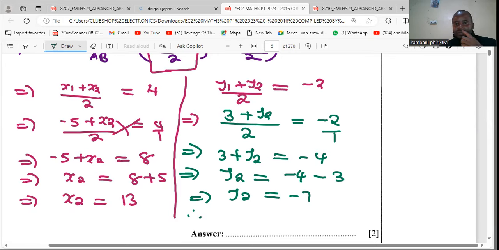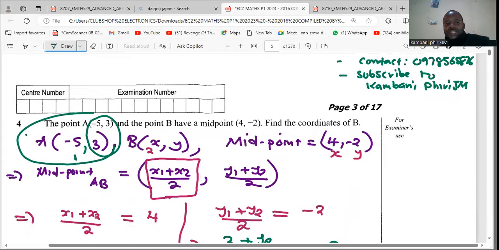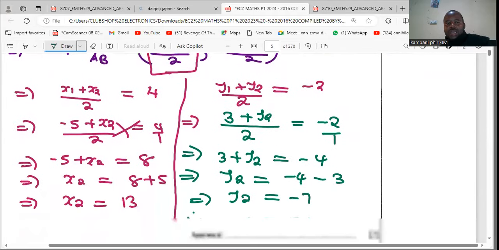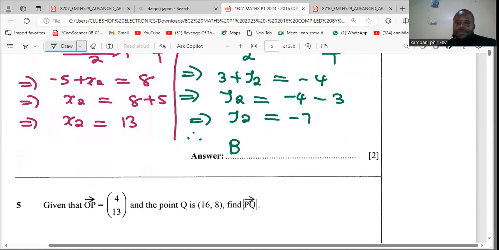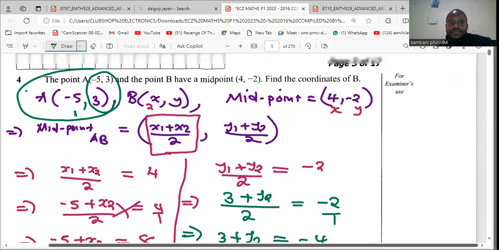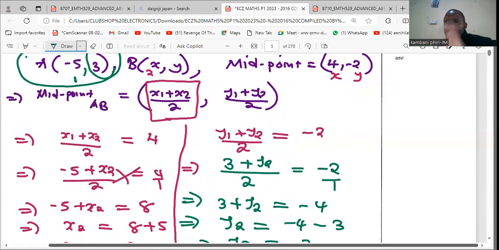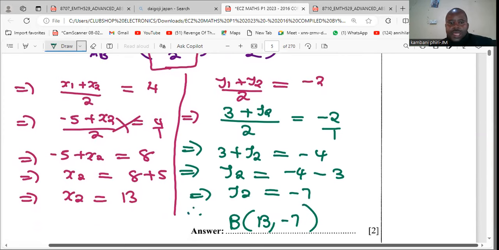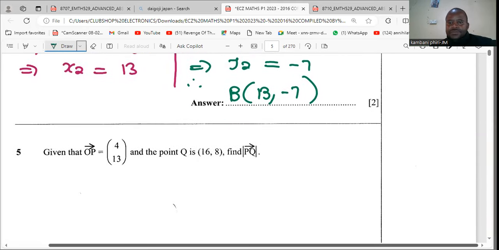Therefore, coordinates of B are 13 comma negative 7. Is that fine? Yeah, that is how we did that. Let's have it from the definition of the midpoint. From the definition of the midpoint. I hope that's fine. Okay.